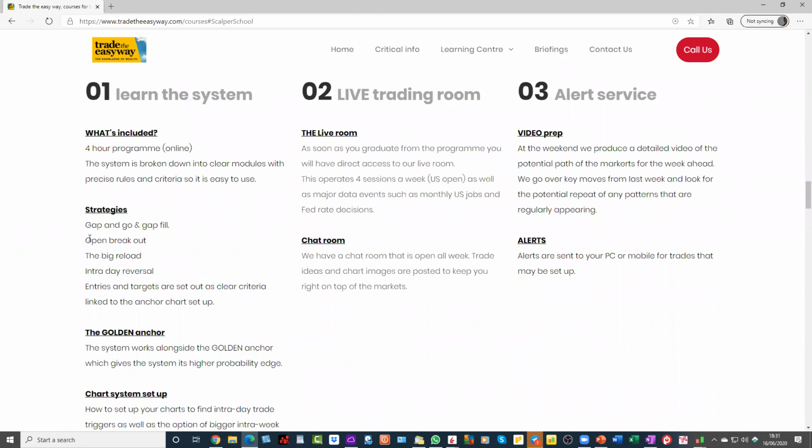Here it talks about what's included in the 4-hour program. So we look at gaps, we look at breakouts, we look at retracements, we look at intraday reversals. Now that's an interesting one, because as I mentioned before, if you find a reversal, the reversals can be a huge amount of pips. Now, we normally get about 1 a week, and an intraday reversal is normally a minimum of at least 200 pips and can be 500 plus.